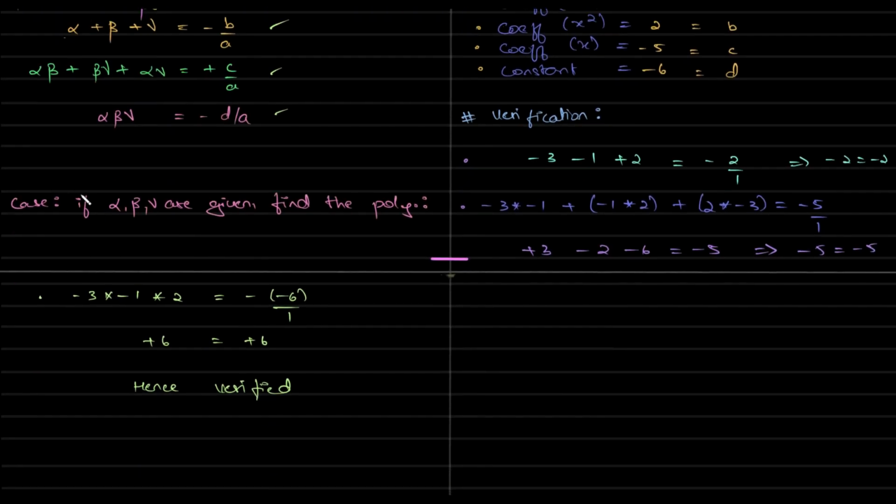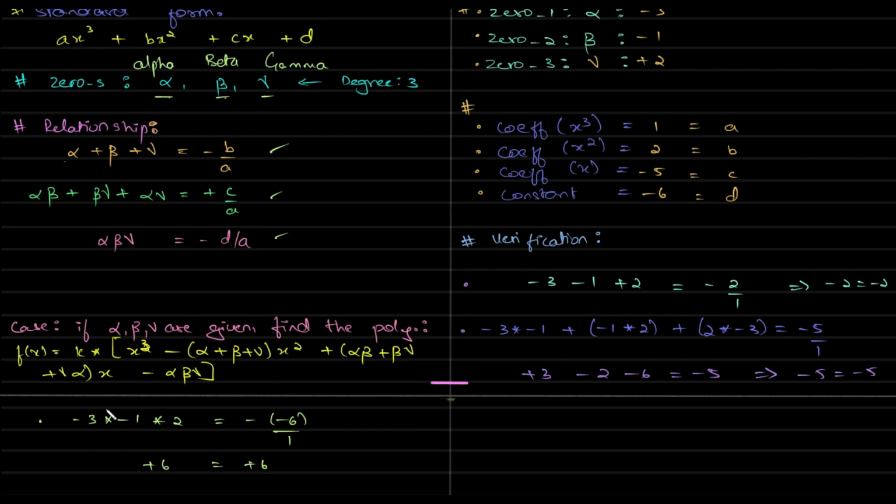So yes, if alpha, beta, gamma are given, find the polynomial. That too is there, so we will also be seeing this. So f of x will be equal to k times of x cube minus of alpha plus beta plus gamma into x square, plus of alpha beta plus beta gamma plus gamma alpha into x, minus alpha beta gamma. So if you remember this, it is quite simple.